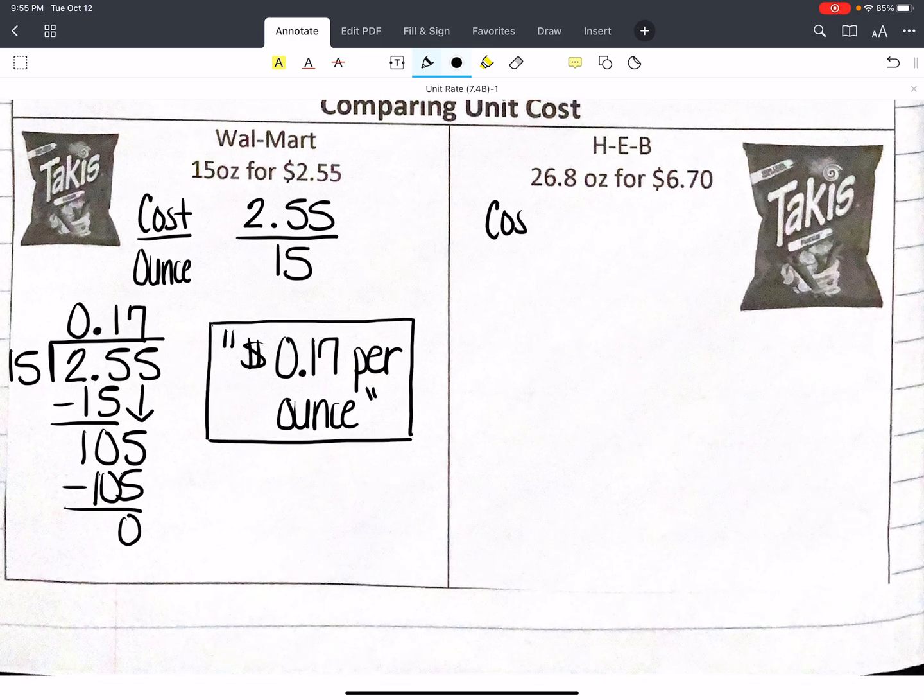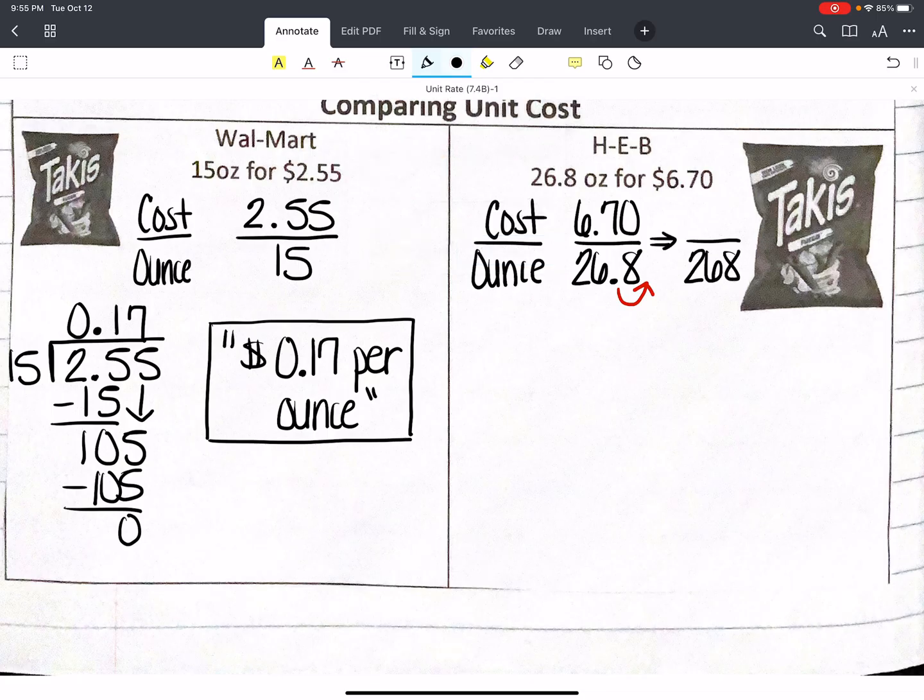Same thing again. You're taking your cost and dividing it by the number of ounces. So here you have $6.70 divided by 26.8. But notice how our divisor has a decimal. So we have to move it 1 decimal space, making it 268. Now it is a whole number. And once again, what you do to the bottom, you gotta do to the top. 6.7 now becomes 67. From here, let's go ahead and do our top in, bottom out.